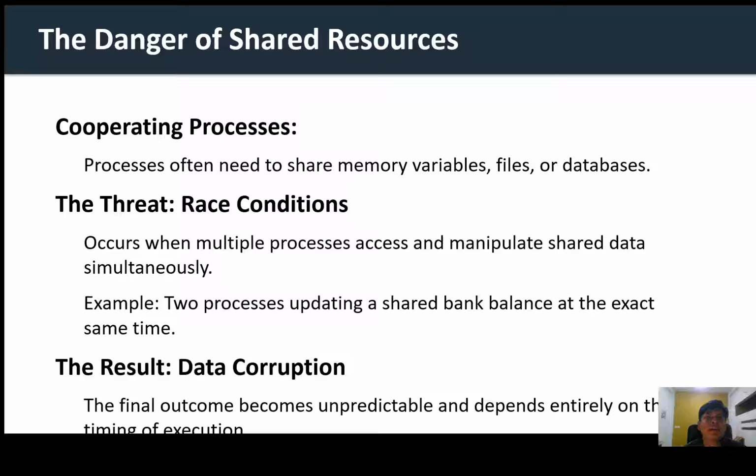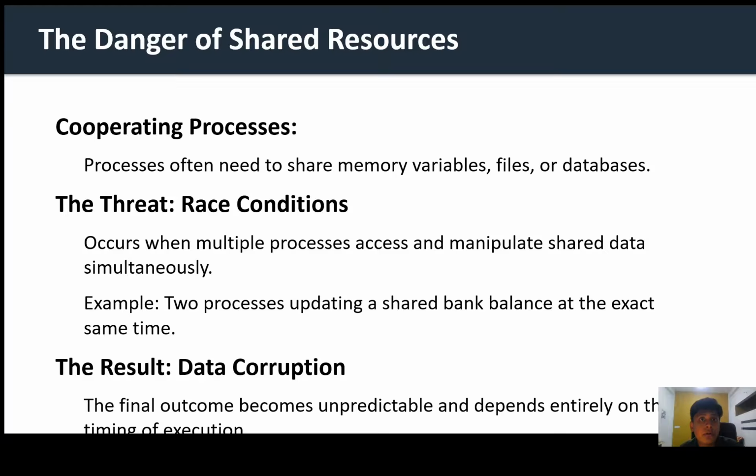I will use one example and I will use it for the whole video. That example is we have process A and we have process B and we have file 1. Process A did some changes in file 1, process B did some changes in file 1. The thing is they did it at the same time, so we don't know what would be inside file 1. So this whole thing we call data corruption. A final outcome becomes unpredictable and depends entirely on timing of execution. So for this whole phenomenon we call it race condition.